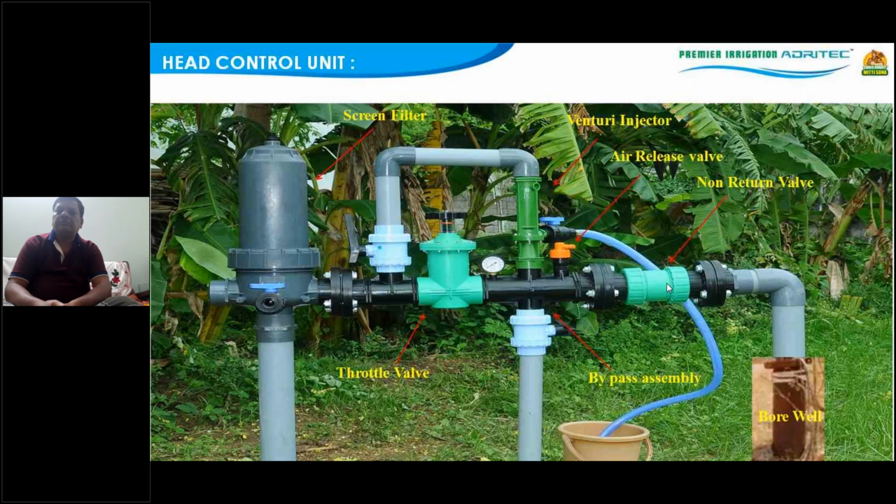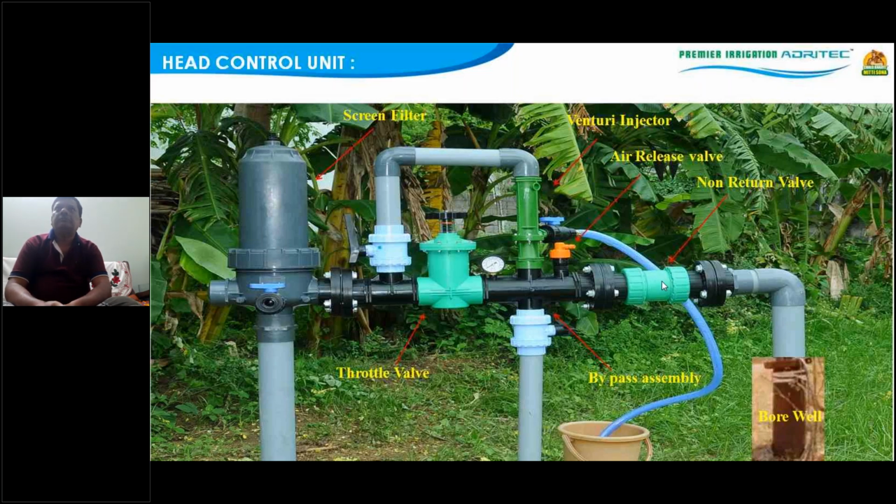What is a non-return valve? When you are pumping out this borewell water, and since you are going to apply the water soluble fertilizer through the drip irrigation system, as you're seeing through this bucket, we would never want this fertilizer water to get back into the borewell. So we have to have a valve which will prevent the backflow. A non-return valve will allow the water to flow only in the forward direction and not in the reverse direction. So that is the first safety device.